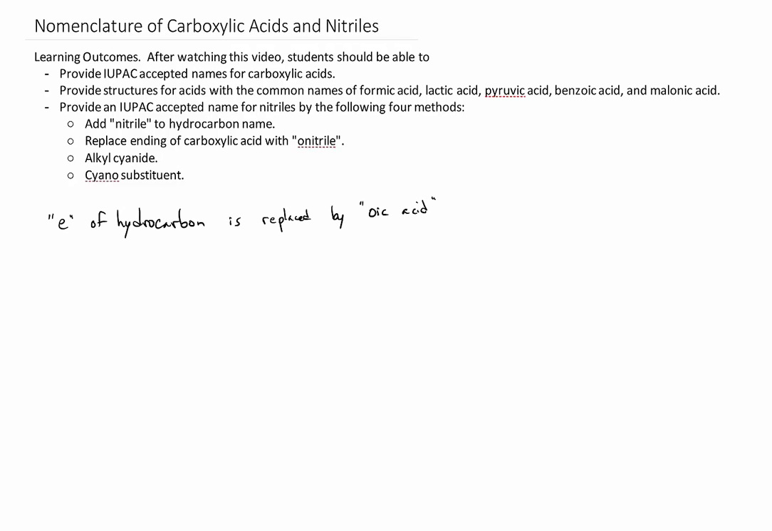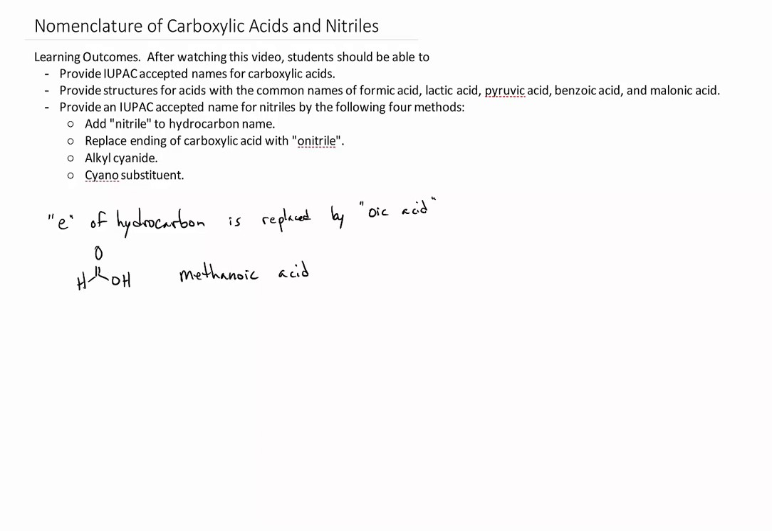So let's first look at the nomenclature of carboxylic acids. Carboxylic acids are most often named by replacing the E of the full hydrocarbon name with oic acid. As an example, a 1-carbon carboxylic acid would be based on methane, so it would be methanoic acid.